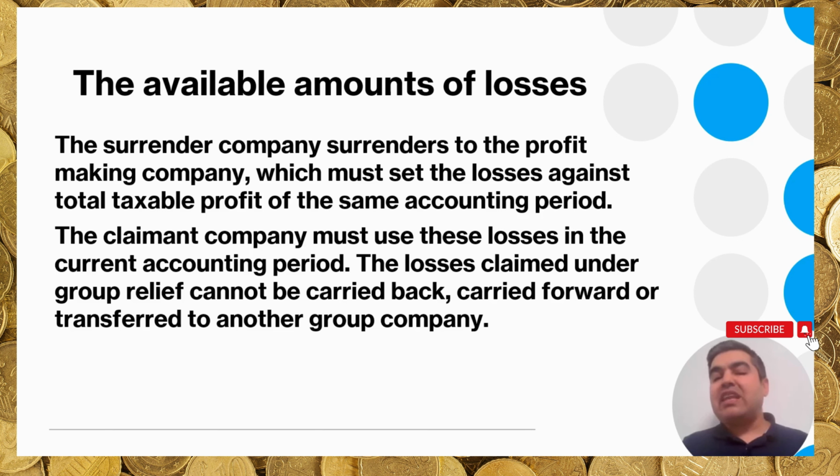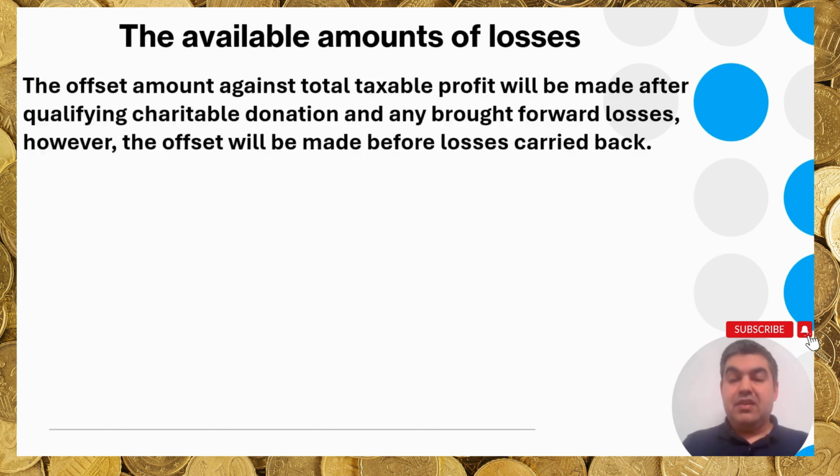They cannot just carry back or carry forward because these losses came from another company. So they must set it against their own total taxable profit of the same accounting period. It's good to understand the rules because once you know the rule, you cannot be tricked, even in exam and in practice. So the offset amounts against the total taxable profit will be made after the qualifying charitable donation.